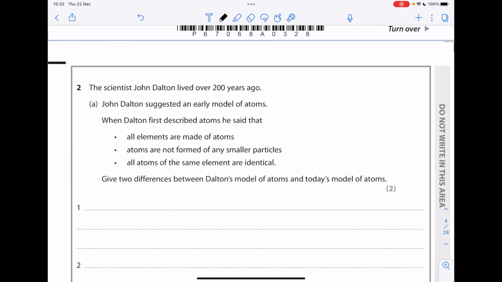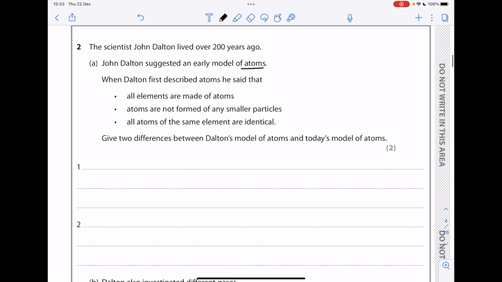The scientist John Dalton lived over 200 years ago. John Dalton suggested an early model of atoms. When Dalton first described atoms, he said that all elements are made of atoms. Atoms are not formed of any particles. All atoms of the same element are identical. Give 2 differences between Dalton's model of atoms and today's model of atoms.